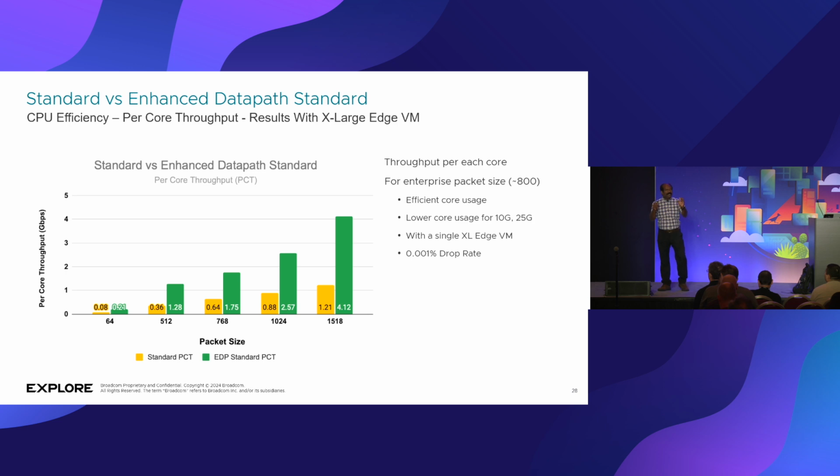And when you look at those numbers, this is what it looks like. Yellow is your standard data path today. Green is your enhanced data path. And you see almost 3 to 4 times more efficient CPU usage when you go with the enhanced data path standard mode. Like instead of 1.21 throughput, for example with 1518, you're looking at almost 4 gig throughput per core with the enhanced data path standard mode.